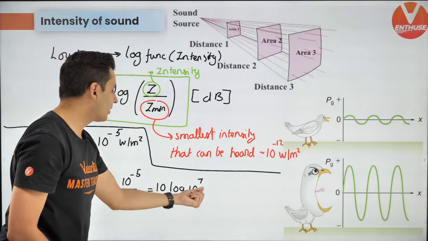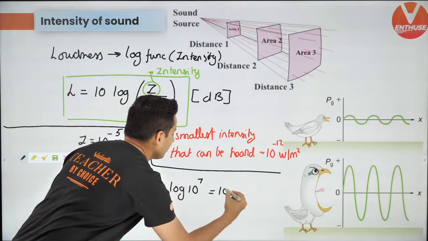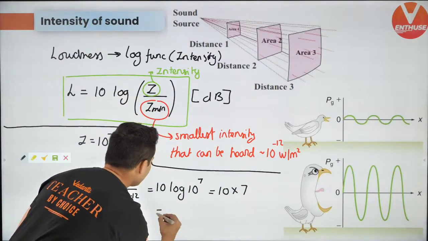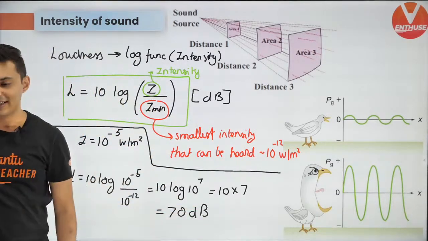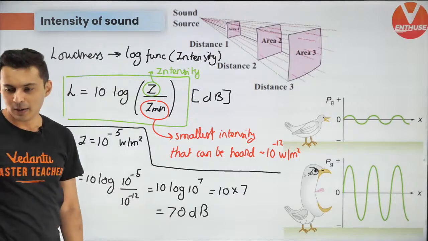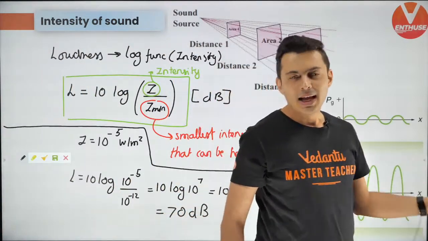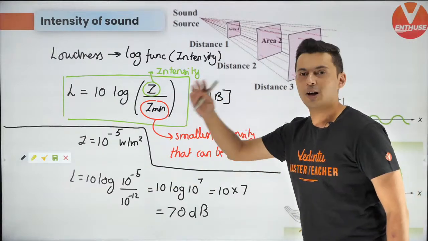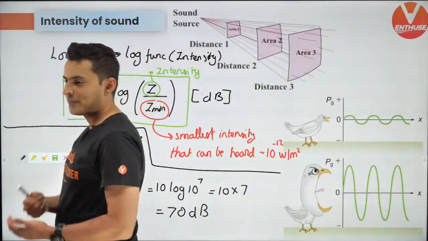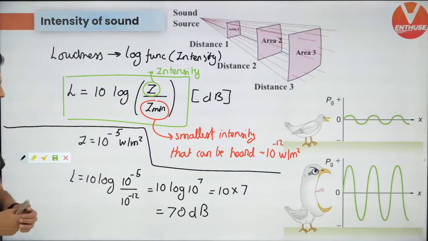Now what is 10 log 10 to the power 7? That will be 10 multiplied by 7, which is 70 decibels. That sound is of 70 decibels. I hope this is clear. Okay? That's how you calculate intensity and loudness. Keep this in mind. Cool, guys? Let's go ahead.